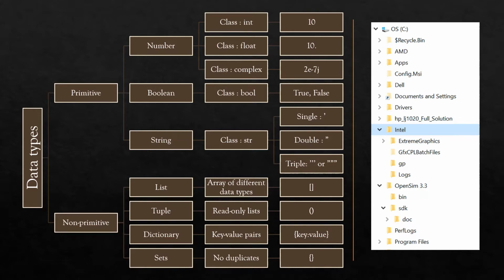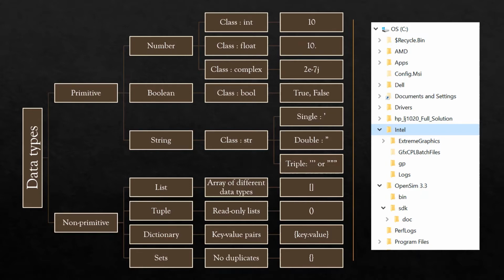So we have data types. Data types are in turn primitive or non-primitive. We have three types of primitive data types: number, Boolean, string, and four non-primitive data types: list, tuple, dictionary, and sets. And I can show the entire structure or the hierarchy of the data types using a diagram like this, where I see a parent-child relationship between one level and the other.